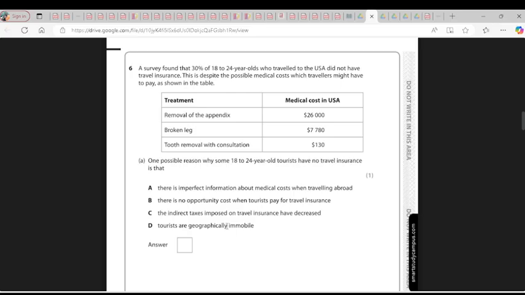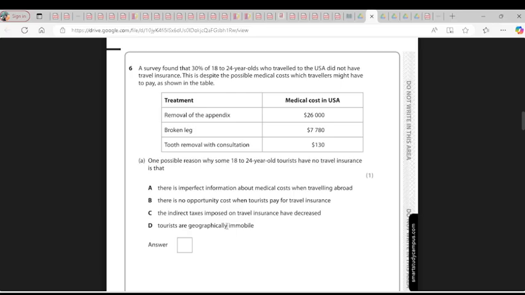So it's not D. So the answer is A anyway. So I wrote, tourists may have no travel insurance because they don't understand or know the importance of having it. So this might be due to asymmetric information. That's information gap. So the answer is A anyway. So what is asymmetric information?